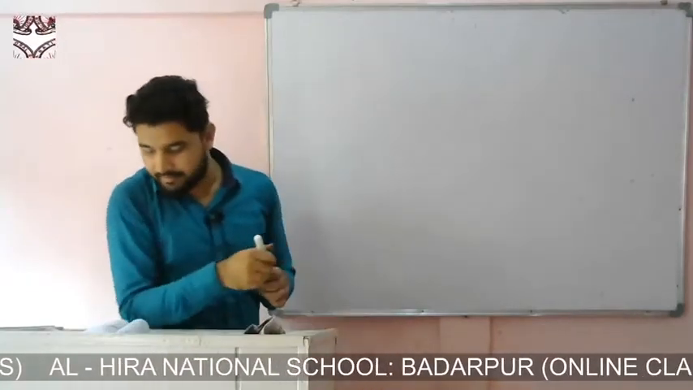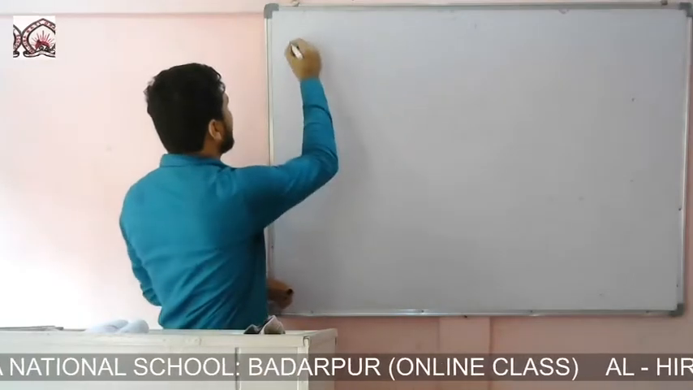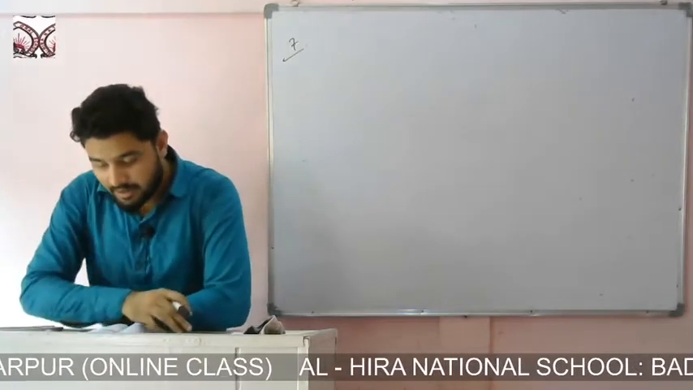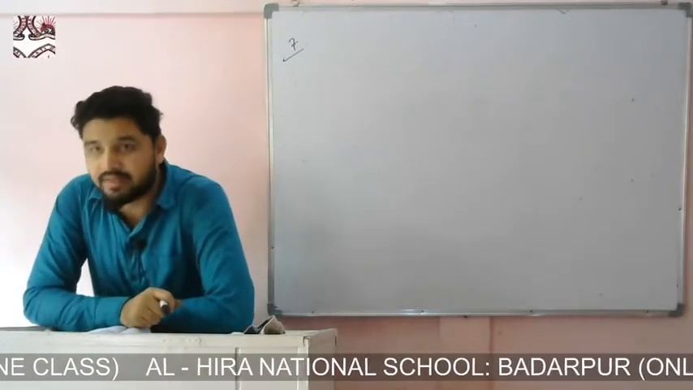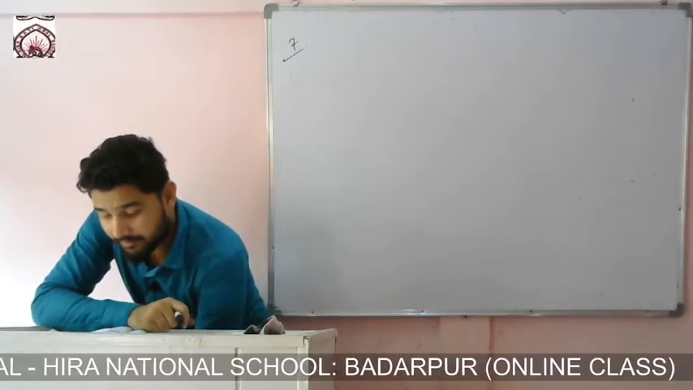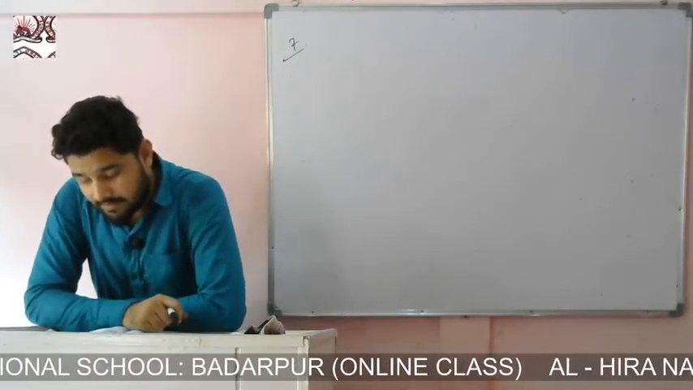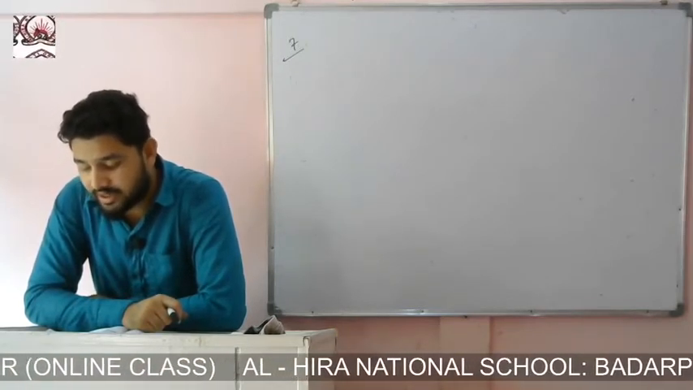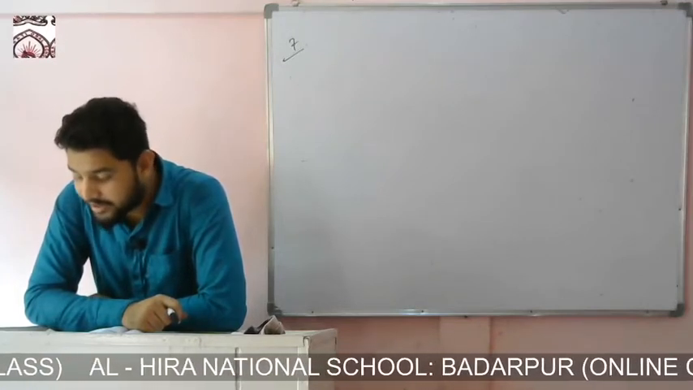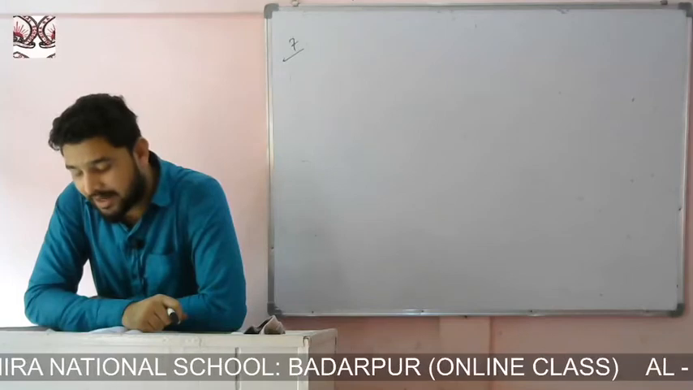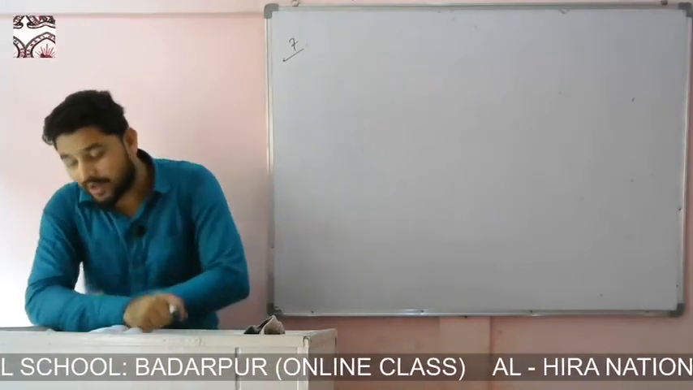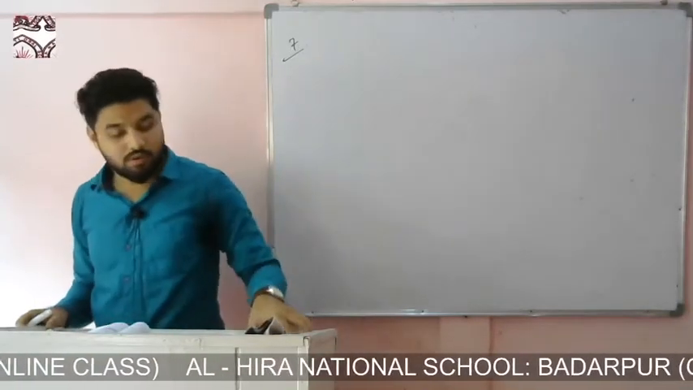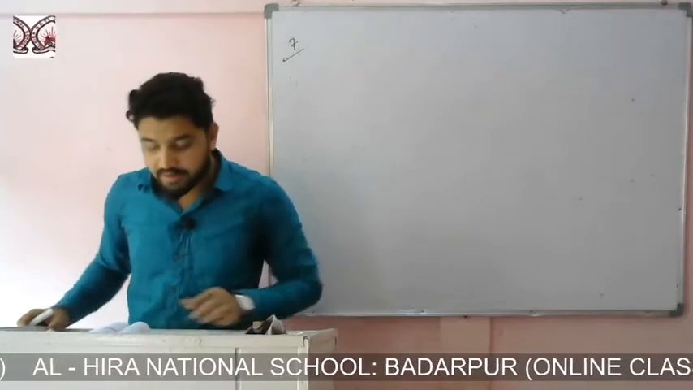Now come to question number 7. You see question number 7, what is given? A rectangular lawn, 80 meter into 60 meter, has two roads each 10 meter wide running in the middle of it, one parallel to the length and the other parallel to the breadth. Find the cost of graveling them at rupees 1.20 per square meter.